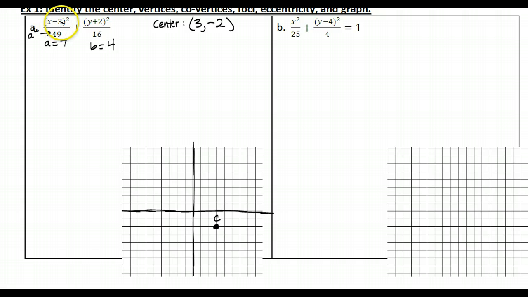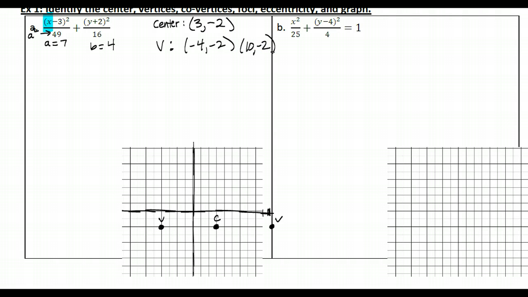Now, the a value is with x, so I'm going to go 7 units in the x direction to find my 2 vertices, and remember, a always goes with vertices. So 1, 2, 3, 4, 5, 6, 7 that way to the right, and 1, 2, 3, 4, 5, 6, 7 that way to the left. So let's see here. I'll do this other one first on this left side because that's a little bit more obvious. 1, 2, 3, 4. It looks like it's at -4 comma -2. And if I go off my graph here, 1, 2, 3, 4, 5, 6, 7, 8, 9. It's at 10 comma -2 for the other vertex.